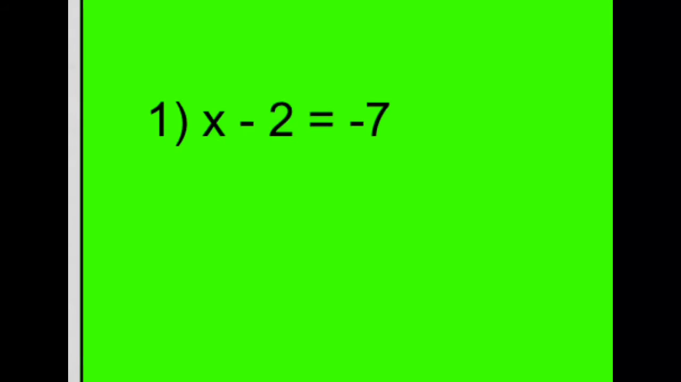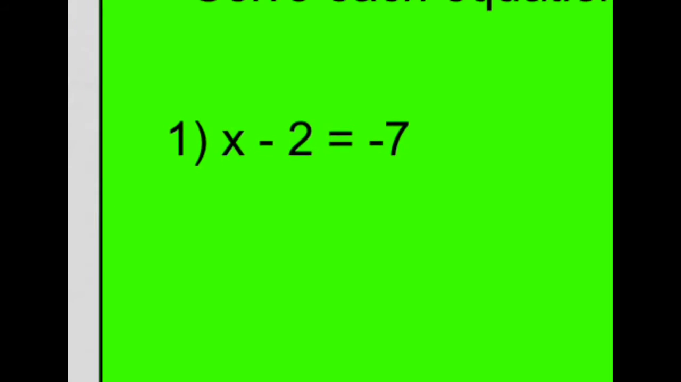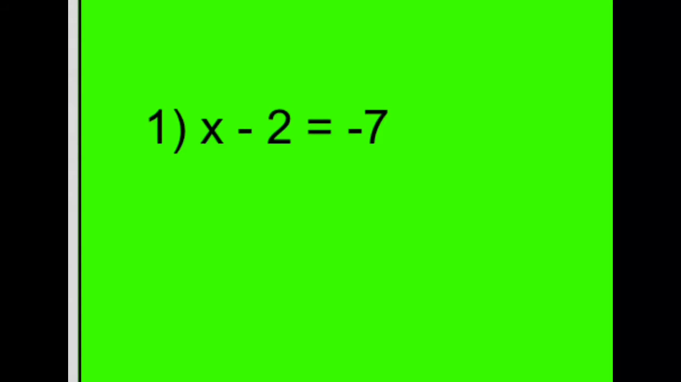What you do is you find the variable. In this question, the variable is x. And you look at what's beside the variable. Beside the variable is a minus 2, or a negative 2. You're always going to do the opposite of what's beside the variable. So the opposite of minus 2 is plus 2.